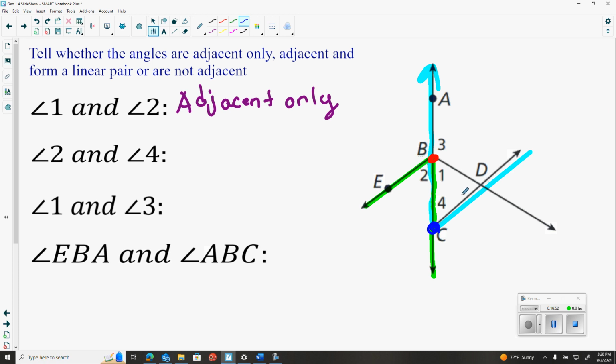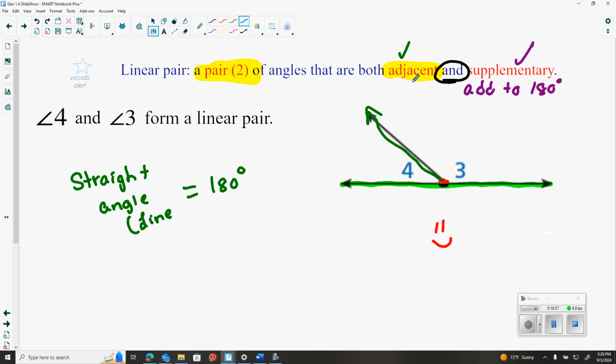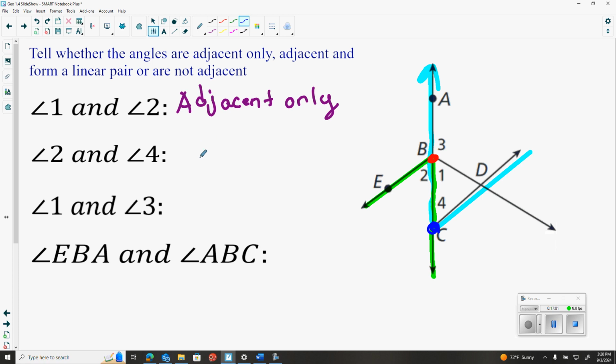So if they're not adjacent, then they can't form a linear pair because, again, for a linear pair, you need both adjacent and supplementary. So I don't even need to check to see if they're supplementary because they're not adjacent. So you can just say, well, they're not adjacent, so they can't be a linear pair. All right. Some more erasing in here.